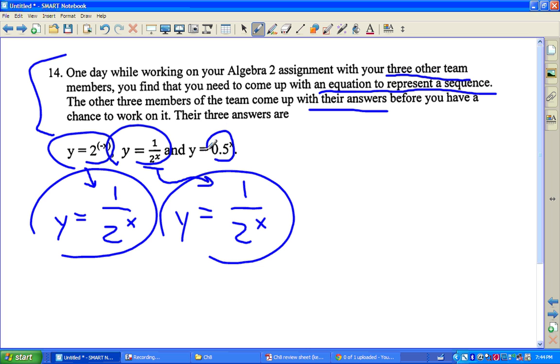What is another way of saying 0.5? Well, I covered it up. But 0.5 is another way of saying 1/2 to the x. I just changed it from decimal format to a fraction format. So this also is the same thing.